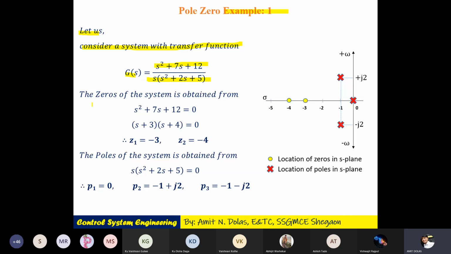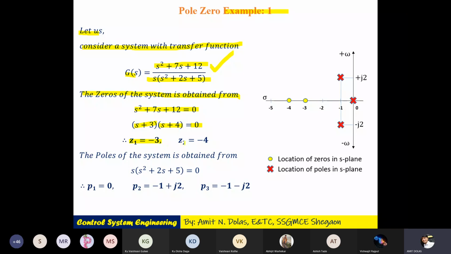The zeros of the system can be obtained. We have already done this in unit number 1. It is not that tough. So zeros can be obtained from the numerator, so the numerator is kept equal to 0. Then it will be s plus 3 into s plus 4 equal to 0. So the first zero z1 will be minus 3, and the second zero z2 will be minus 4. Those are located here: you can see minus 4 and minus 3, of course on the left hand side of the plane.